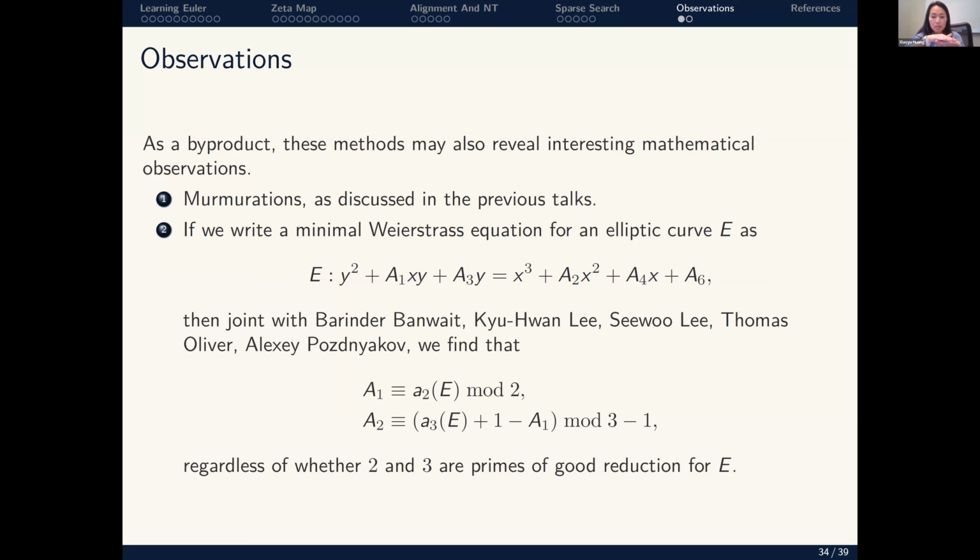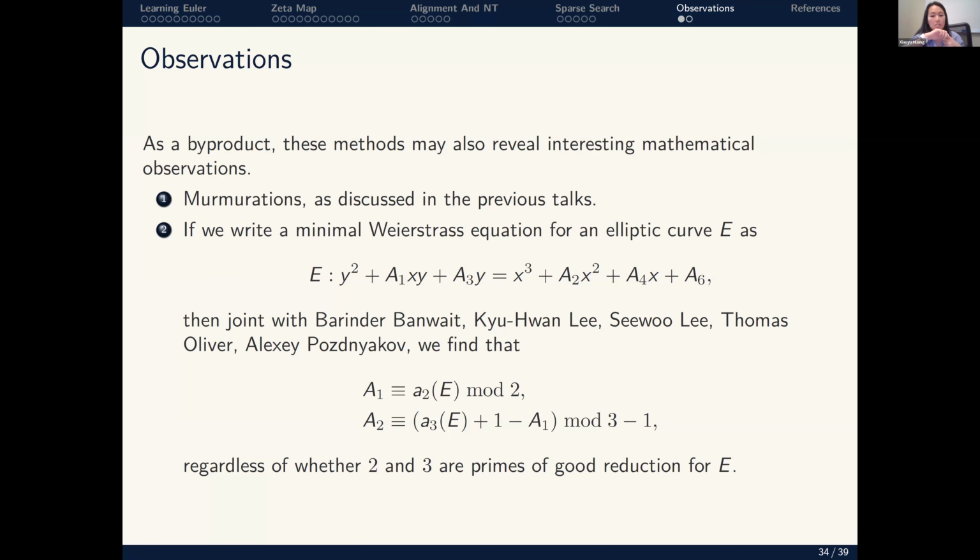Then, joined with my collaborators Babei, Lee, Oliver, and Pozdnyakov, we found that if you look at A1 as a Weierstrass coefficient, that's congruent to A2 as the Frobenius trace mod 2. And if you look at A2 as a Weierstrass coefficient, that's congruent to A3 as the Frobenius trace at 3 plus 1 minus A1, where A1 is the coefficient mod 3 minus 1. And the capital A's are curve dependent. So for different curves in the same isogeny class, they should be different. But the Frobenius traces are not.